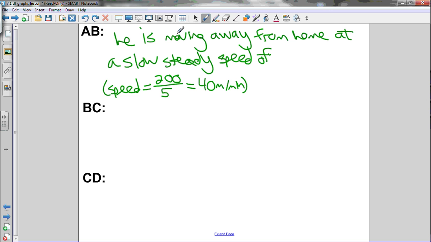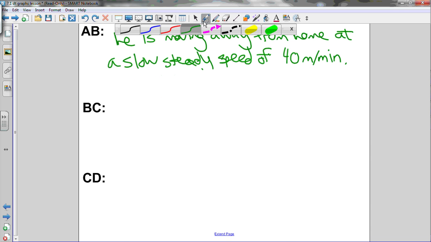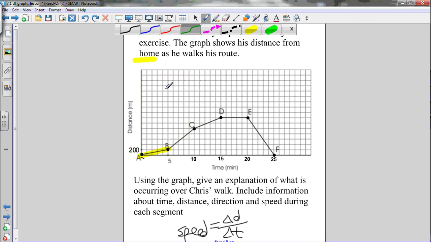So he's moving away from home at a slow, steady pace of 40 meters per minute. All right, get rid of this just so I have some more room. Let's look at BC now. So section BC is this section right here.